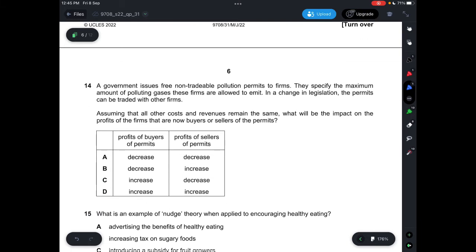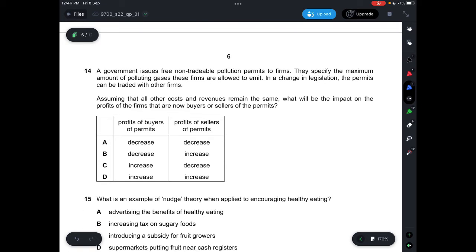Question 14. A government issues free non-tradable pollution permits to firms. They specify the maximum amount of polluting gases these firms are allowed to emit. In a change of legislation, the permits can be traded with other firms. Assuming that all other costs and revenues remain the same, what will be the impact on the profits of the firms that are not buyers or sellers of the permits?